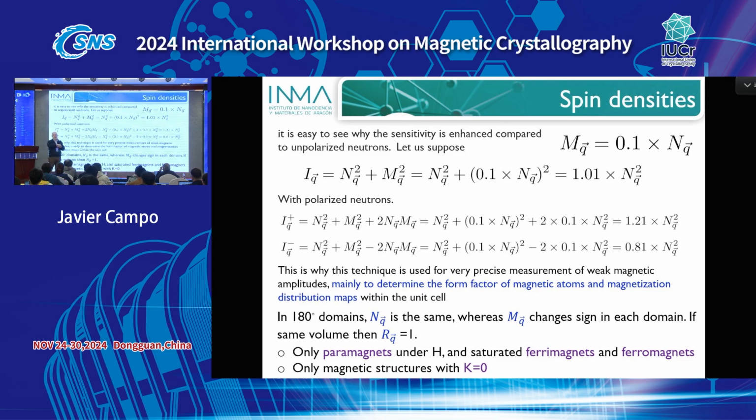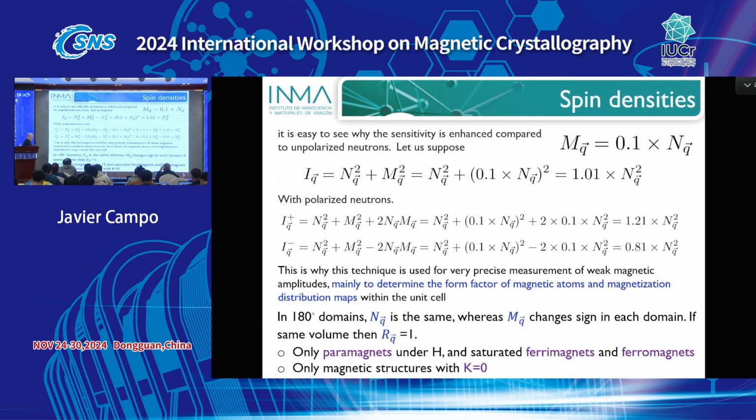Depending on the anisotropy of your material, at the end you need to control that the magnetic structure factor must be aligned as much as possible with your magnetic field. And only magnetic structures with K equal to 0. So, this is difficult to control like this.